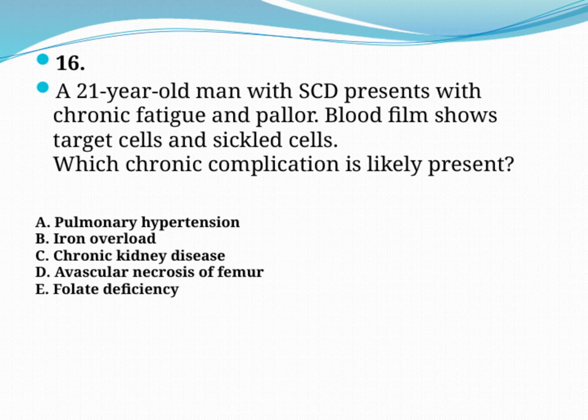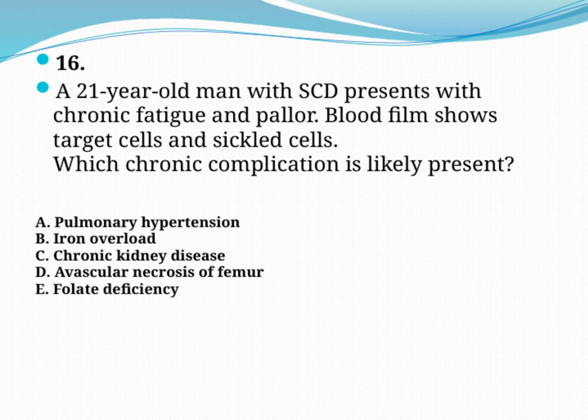Pulmonary hypertension is a serious issue in sickle cell disease, but it typically presents with symptoms like shortness of breath and chest pain rather than fatigue and pallor. Iron overload can occur due to frequent transfusions, leading to liver or heart problems, but it doesn't usually cause the anemia seen here. Chronic kidney disease is a possibility, as sickle cell can damage the kidneys, but it often presents with additional signs like changes in urine. Avascular necrosis of the femur is common in sickle cell disease, but it mainly causes joint pain and mobility issues rather than anemia or pallor.